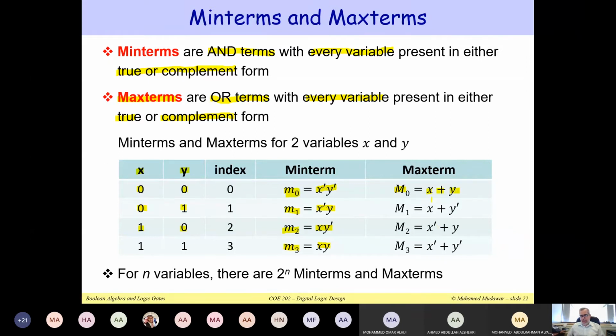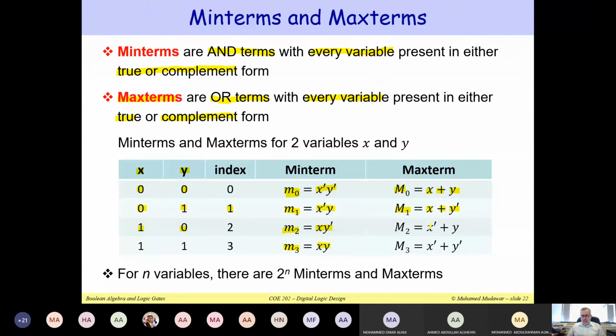That's the max term. Now notice that x is equal to 0 and y equal to 0. And for this reason, we write it as x and y. We don't write the prime, and it's an OR term, so it must be x or y. Okay, so it's x or y. So notice that the x here is in the true form, and y is in the true form. When x is equal to 0 and y equal to 1, this is max term 1 for index 1. So we write it here, max term 1. It is x or y prime. Okay, so the y prime because y is equal to 1.